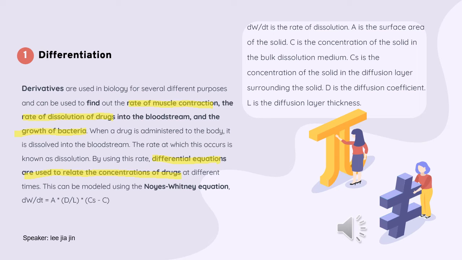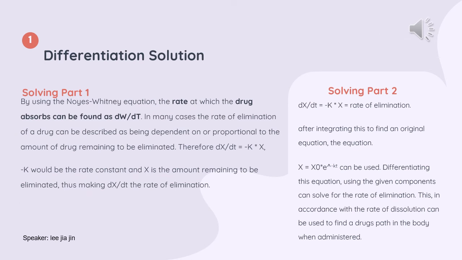This can be modeled using the Noyes-Whitney equation, dW/dt equals A times D over L times (Cs minus C). dW/dt is the rate of dissolution, A is the surface area of the solid, C is the concentration of the solid in the bulk dissolution medium, Cs is the concentration of the solid in the diffusion layer surrounding the solid, D is the diffusion coefficient, and L is the diffusion layer thickness. By using the Noyes-Whitney equation, the rate at which the drug is absorbed can be found as dW/dt.